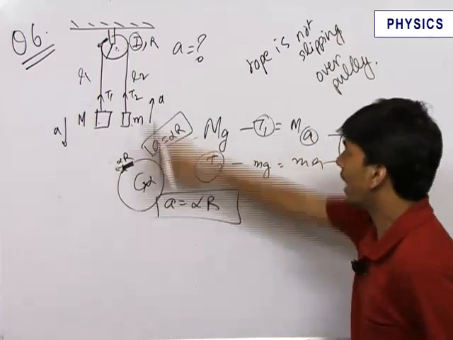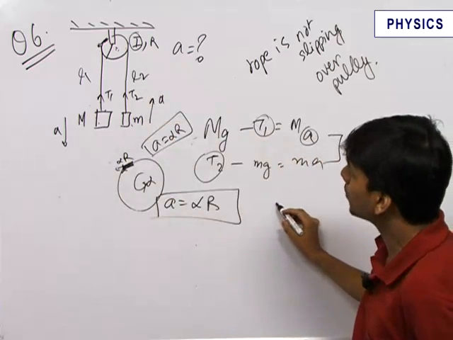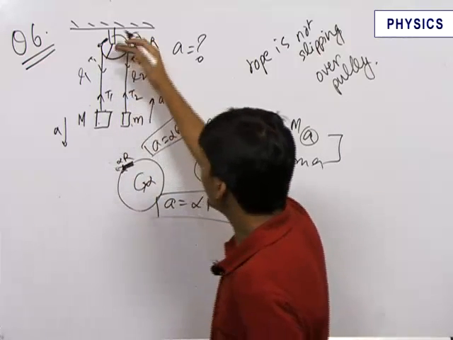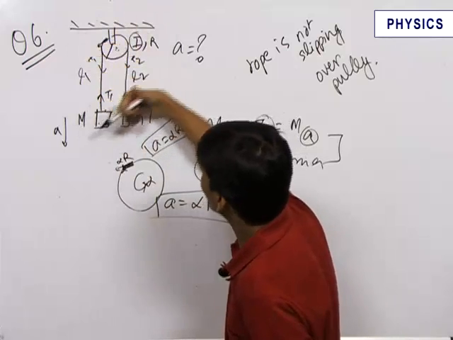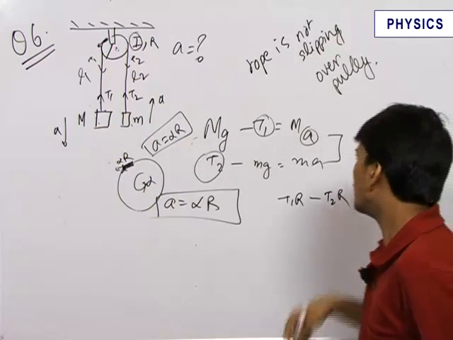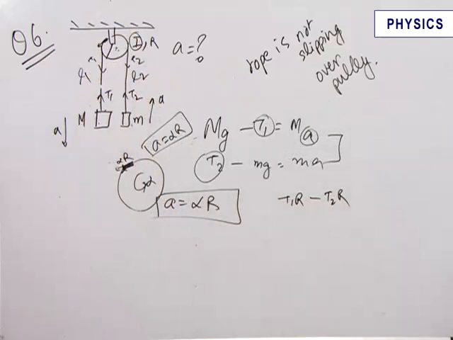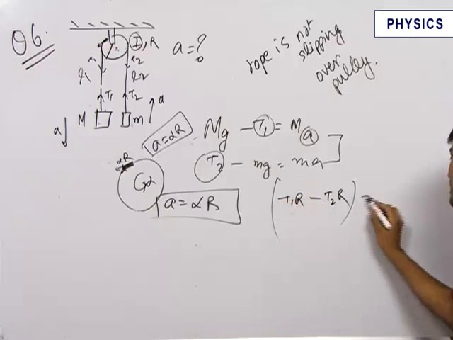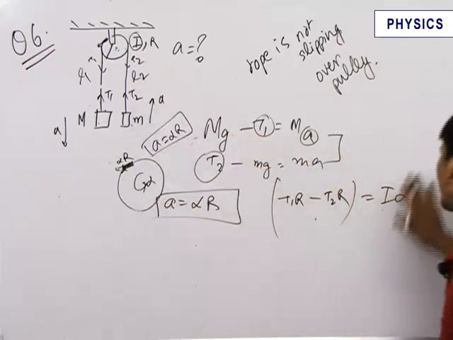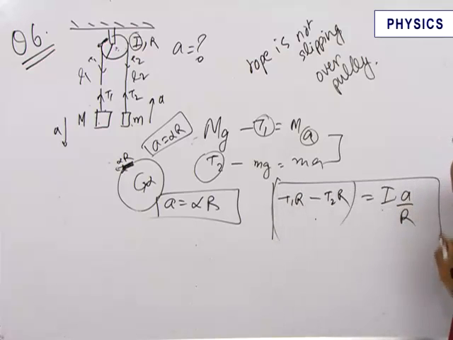So we get this relation and we write the equation for the pulley. For the pulley, the net torque is equal to I into alpha. The pulley is pulled by T1 here and T2 here. The torque due to T1 comes in the outward direction, that is T1 into R, minus T2 into R, because the torque due to T2 goes inside. We write this as I into alpha; net external torque is equal to I alpha. I is already given. We can write this alpha as a upon R. So this is our third equation.